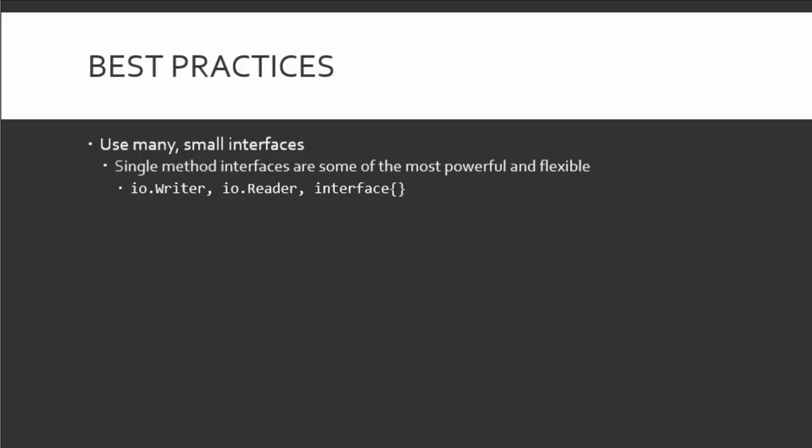Now, some examples that are in the Go standard library are the io.Writer interface, the io.Reader interface, and the empty interface. Now, these are arguably three of the most powerful interfaces in the entire language. And if you think about it, Writer has one method, Reader has one method, and the empty interface has 0 methods. So it's interesting support to the argument that smaller interfaces are better, that some of the most powerful interfaces in the language contain 1 or 0 methods on them.